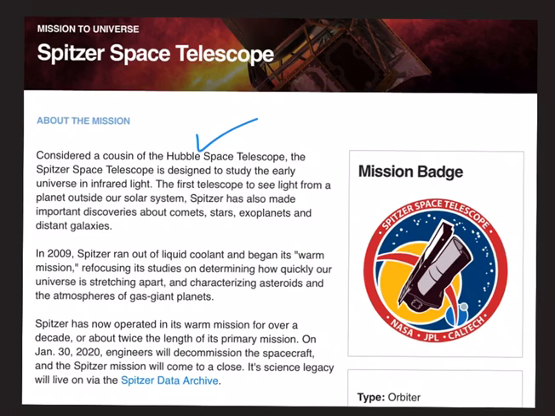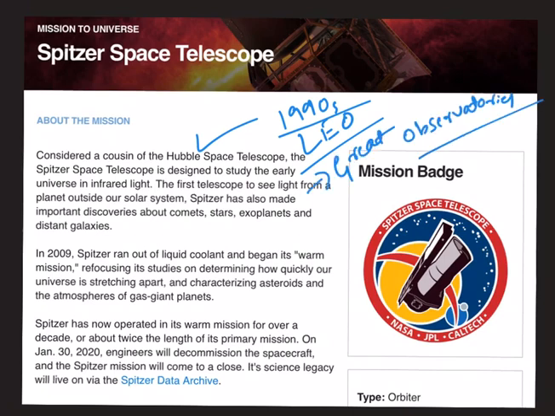Like you all know, the Hubble telescope was launched by NASA in the 90s into low Earth orbit. And it is one of NASA's great observatories along with the Compton Gamma Ray Observatory, the Chandra X-ray Observatory and the Spitzer Space Telescope. Well, please note here that in January 2020, Spitzer Space Telescope was retired. What was the objective of Spitzer Space Telescope? See, it was designed to study the early universe in infrared light.